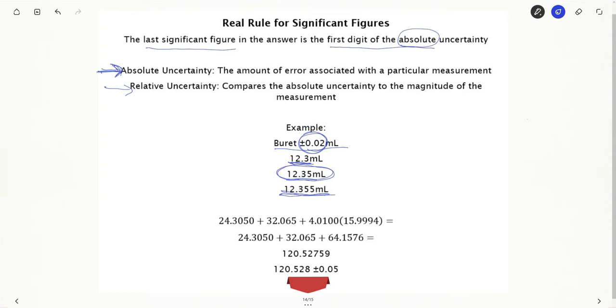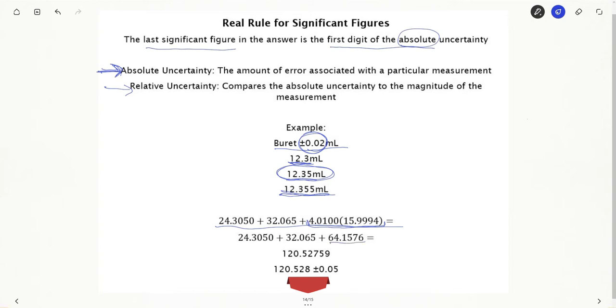Okay, let's talk about if you're doing a mathematical problem. So you can see here for my second example, I just have a relatively simple math problem in this case. So if I'm just using my regular rules of sig figs for addition, subtraction, and multiplication, division, I'm going to follow my order of operations. I'm going to do my multiplication and division first, which means I'm going to deal with simplifying this part of my equation first. So here's what my calculator gives me.